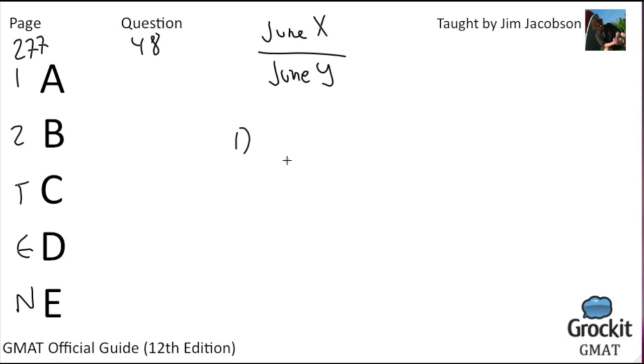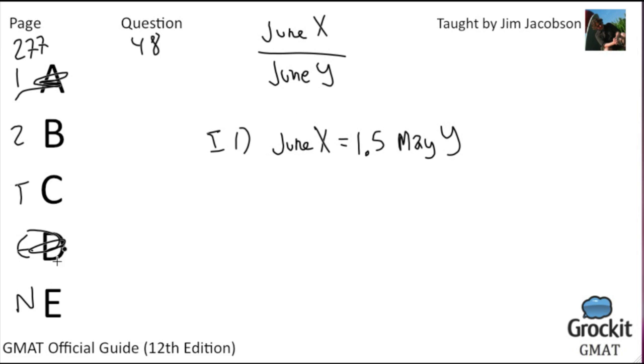Statement number 1. In June 1989, salesperson X made 50% more sales transactions than salesperson Y did in May 1989. So there's a shift of months here. So we can't use this information as presented, but it does give us an equation. It tells us that June transactions for X equal 1.5, that's 50% more, the transactions of salesperson Y in May. We would need both June X and June Y to answer the original question, so just getting June X, insufficient. Get rid of A and D.